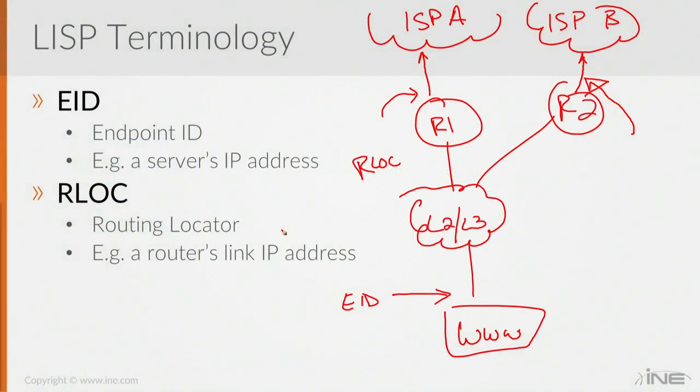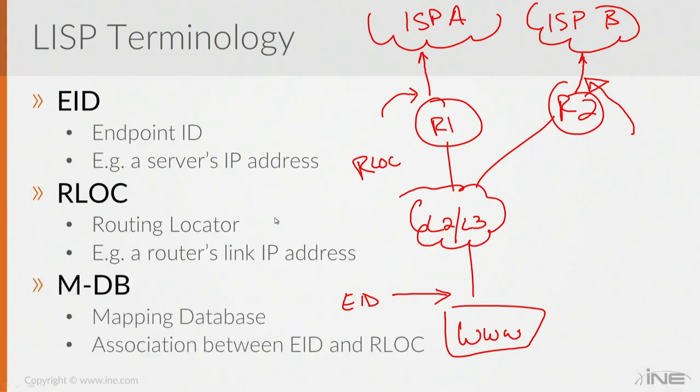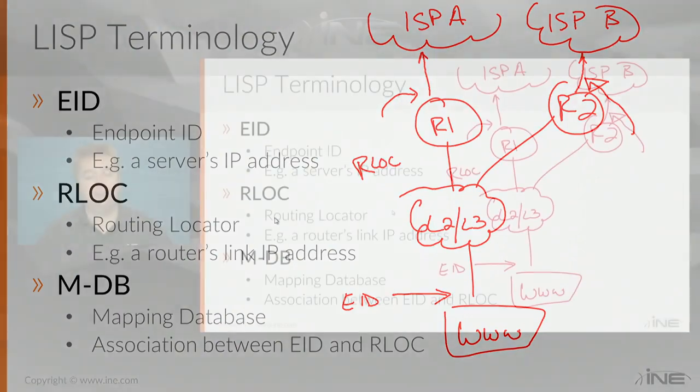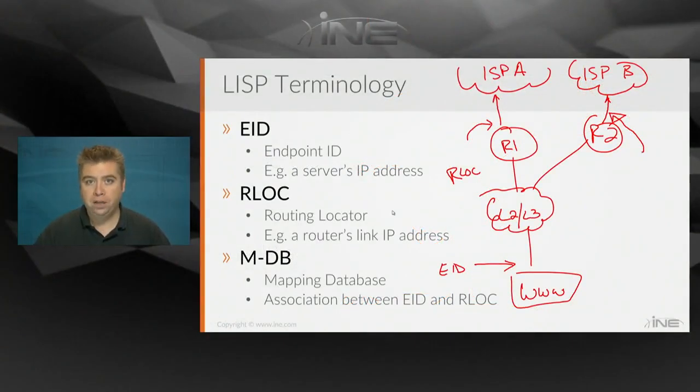Now, in order to associate the two of these together, we have what we call the mapping database, or the MDB. The mapping database is how we associate the endpoint ID to the routing locator. In the control plane of LISP, this is the most important portion of the protocol. You could think of this as loosely analogous to DNS. If I go to cisco.com, I need to ask the DNS server what's the mapping between the domain name cisco.com and the IP address. In the case of LISP, we're asking the map database, or the map server specifically, what is the resolution between the endpoint that I'm trying to reach and where it's actually located in the network.